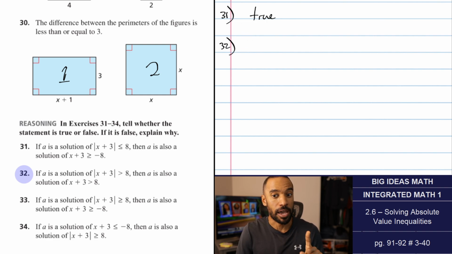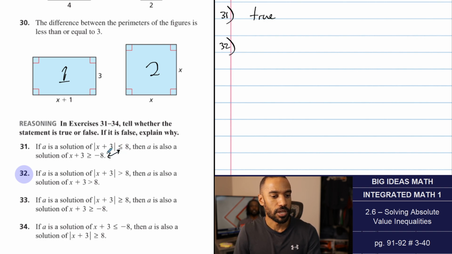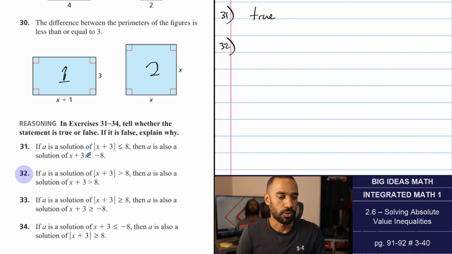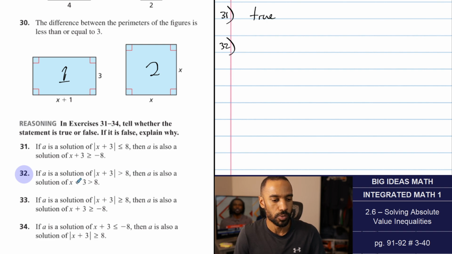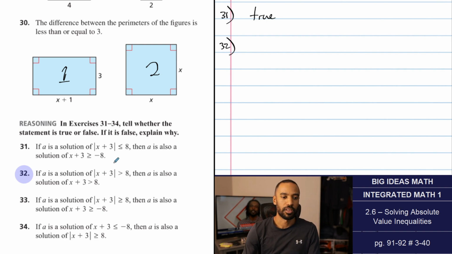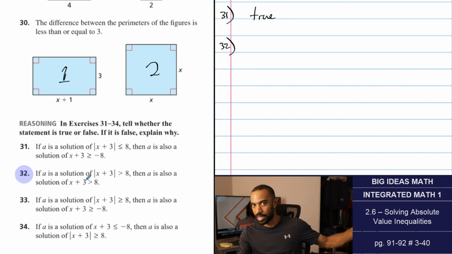Number 32. Now, by the way, if I flip that, that's not necessarily the case. If something is greater than or equal to negative 8, that's not necessarily within 8 units of it. So if they flipped these two portions, that's not necessarily true. Number 32, if absolute value of A is a solution of this guy, then it's also a solution of this being greater than 8. Well, this one's false because now, remember what I stated for the last one, where I said, yeah, it's going to be true because it's within here. This is either greater than 8 or less than negative 8.